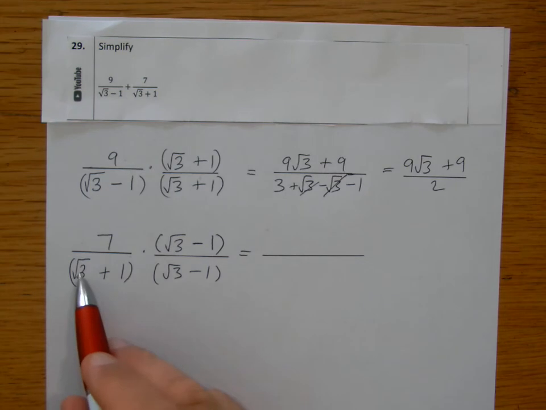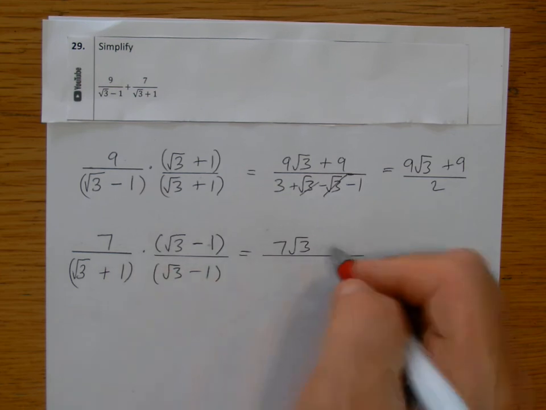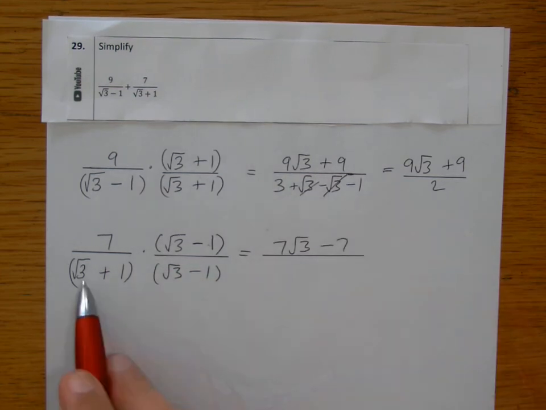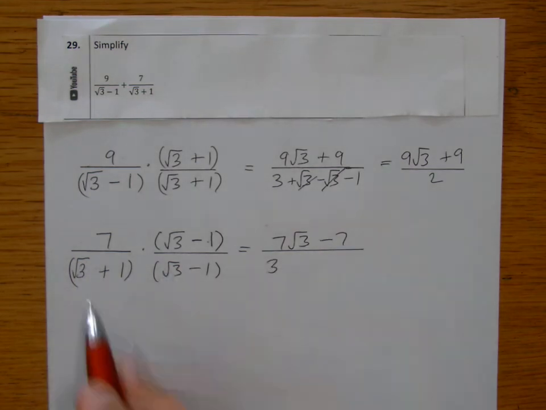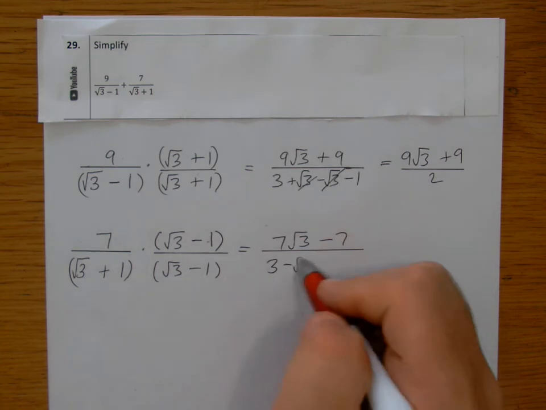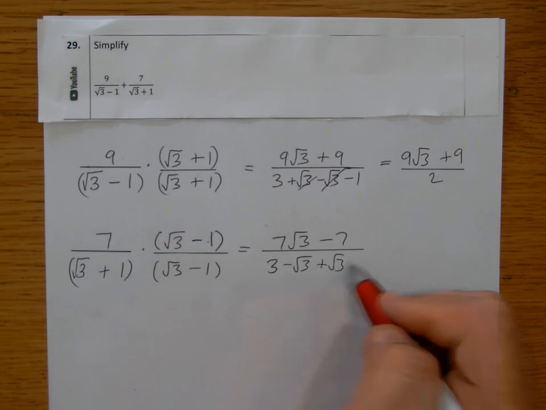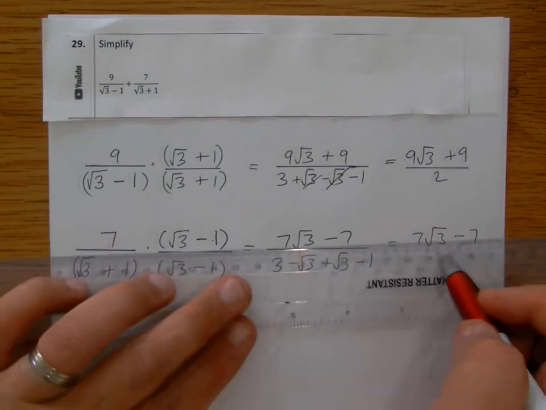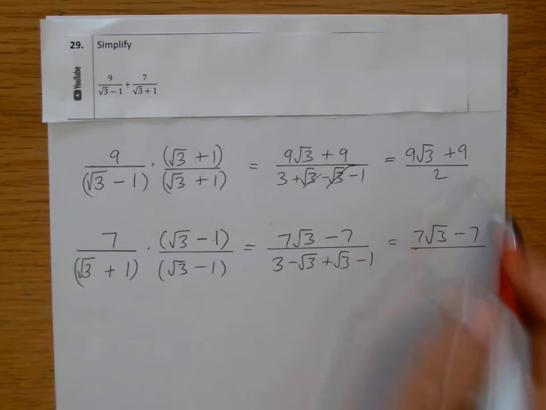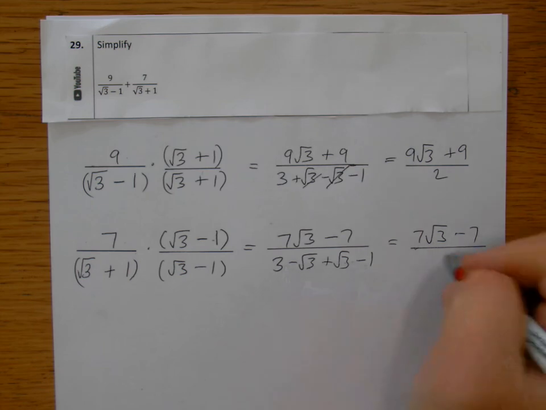So we get on the top then 7 times root 3 is 7 root 3. 7 times negative 1 is minus 7 there. And then on the bottom then, if we do FOIL, root 3 times root 3 is 3. Root 3 times minus 1 is minus root 3. 1 times root 3 is plus root 3. And then 1 times minus 1 is minus 1. So on the top we get 7 root 3 minus 7 all over, well, the outers and inners cancel here, so 3 take away 1 is 2.